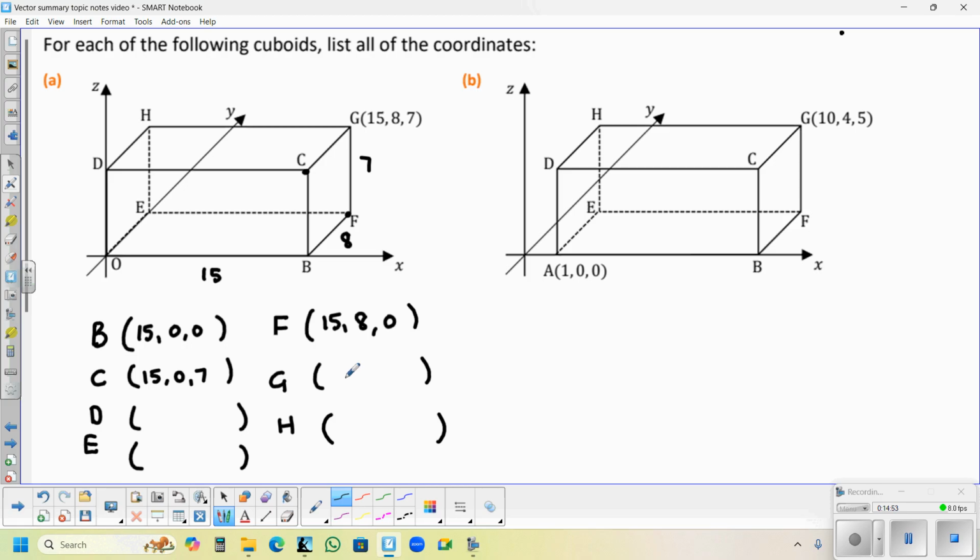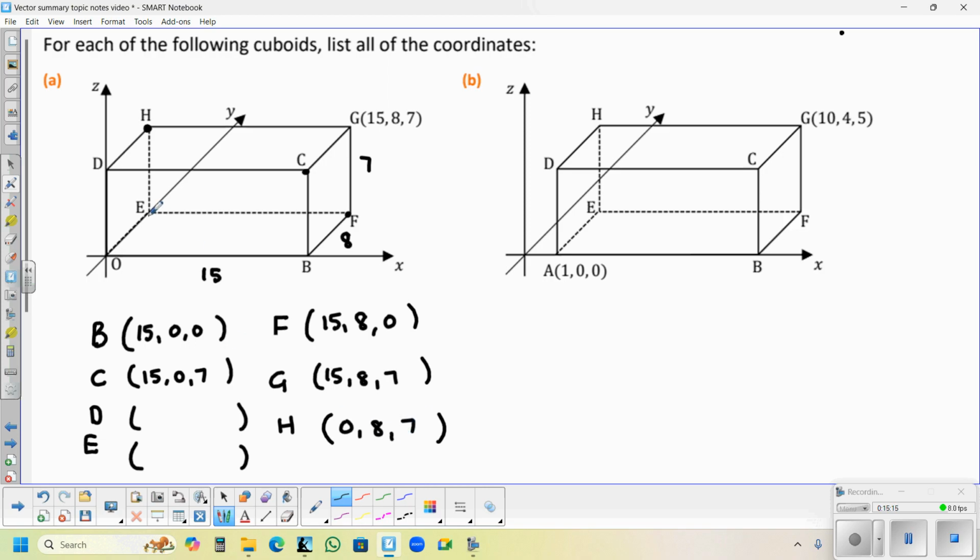G is the point that's there. So we're given that one. We were told that that was 15, 8 and 7. Don't need to do that one. And H is this point here. So I'm not going to cross any in the X, so it's 0. But I've got to go back 8 and I've got to go up 7. So it's 0, 8 and 7.